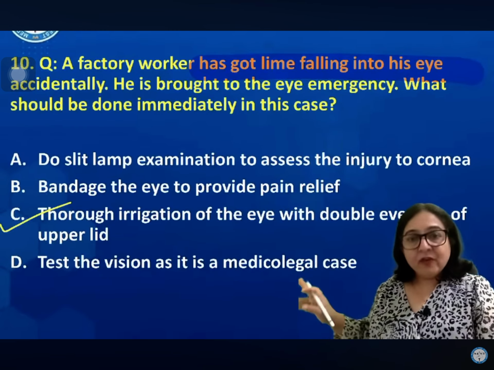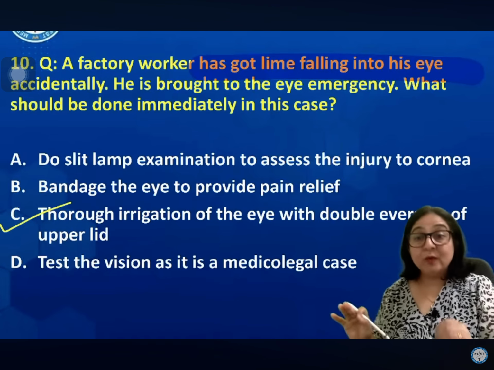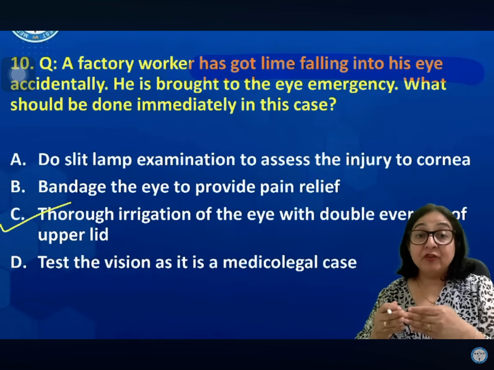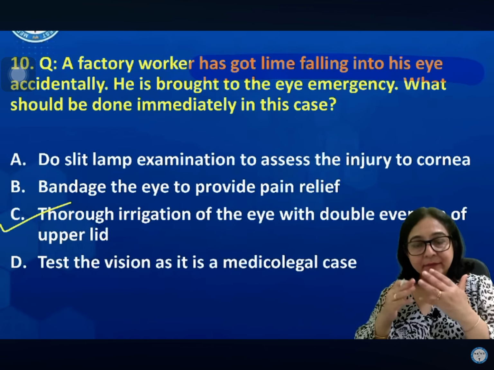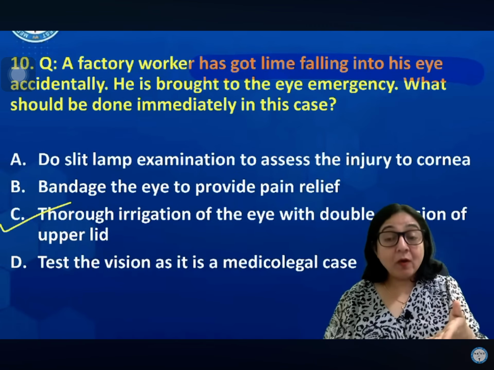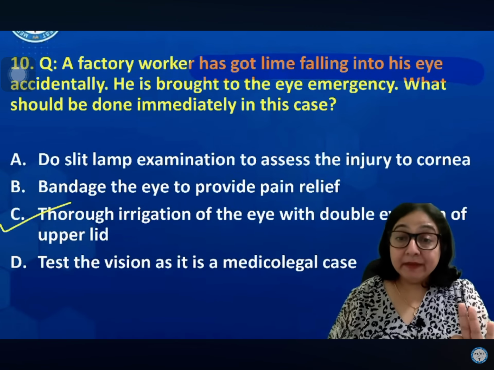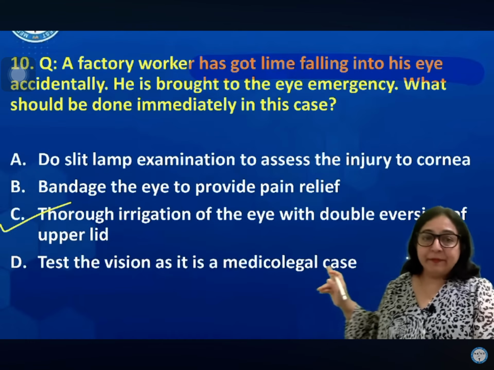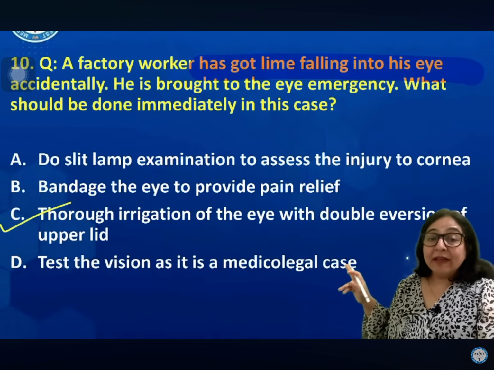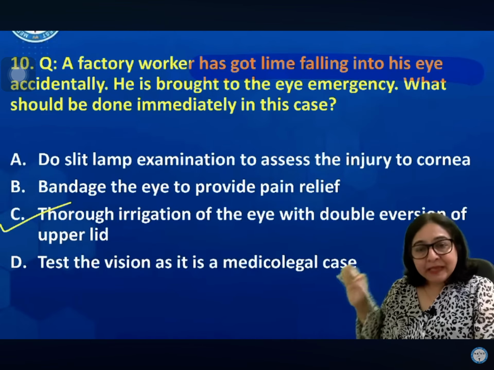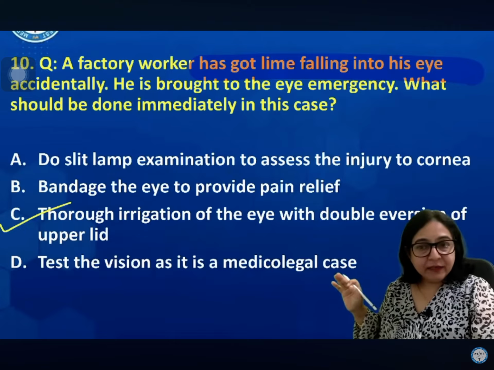Once you have done that, then of course you will do the slit lamp examination to assess the injury, and then you will start the patient on medication, and decide whether a bandage is required. The medications needed will be antibiotics, steroids, vitamin C, and citrate to promote healing. But the first step is thorough irrigation, and it is advised to keep on doing the irrigation till the pH of the eye surface becomes physiologically neutral.